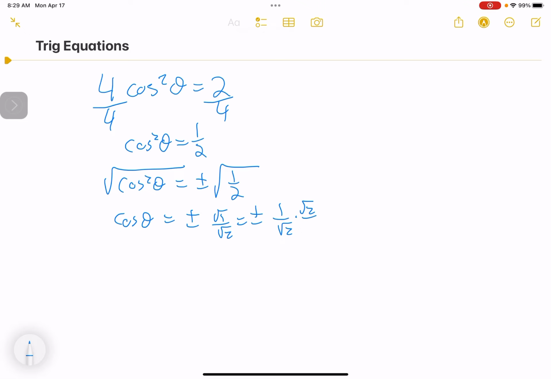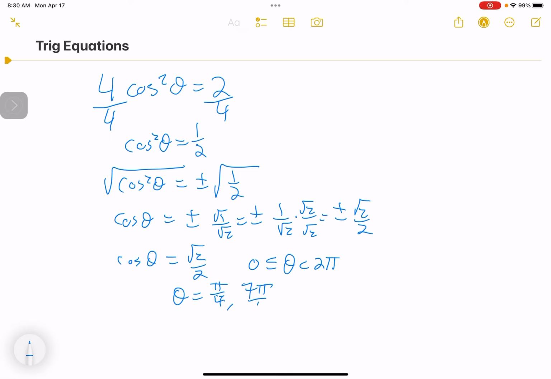And if you rationalize the denominator, this is where it's going to look like something you probably have seen before. It's square root of 2 over 2. So hopefully you've memorized your chart and your table of values for your cosine, sine, and tangent at least. And so we're looking for cosine of theta being equal to the square root of 2 over 2, where 0 is less than or equal to theta less than 2 pi. And that's going to be at pi over 4, and 7 pi over 4.